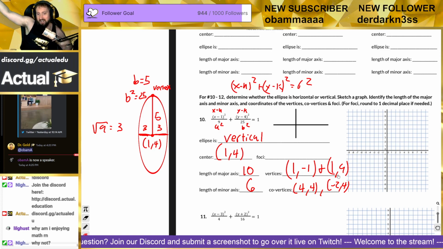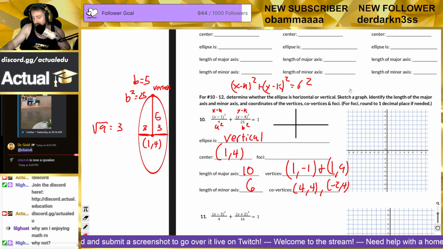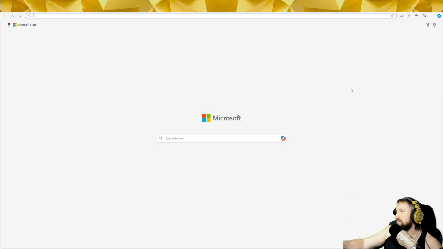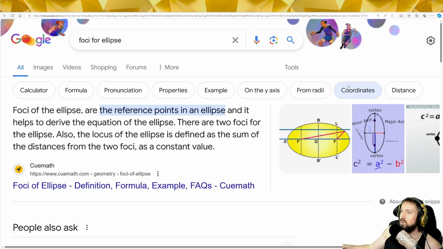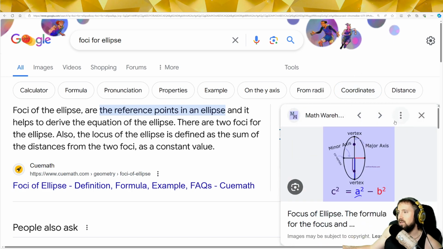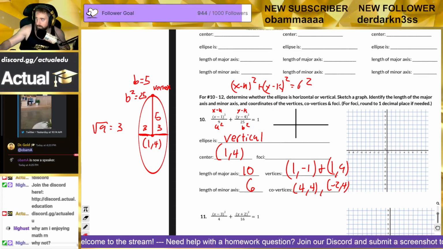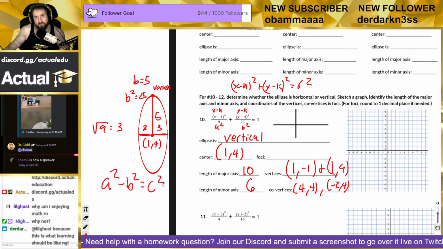Okay, now we gotta do the foci. I don't really like the foci. I don't know what the point of the foci is. Is it c squared equal to, I forgot the rest. Like a squared minus b squared. Here it is: a squared minus b squared is equal to c squared.